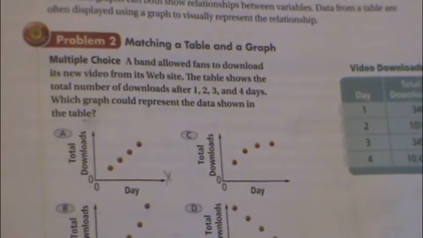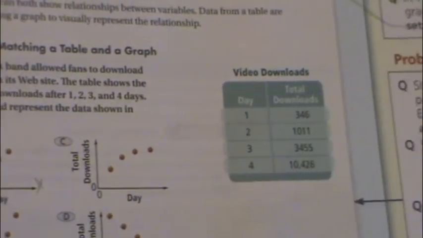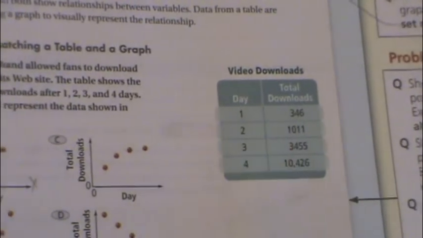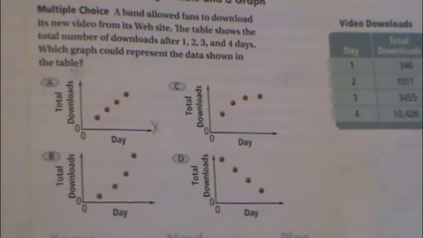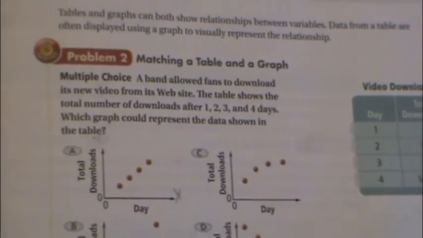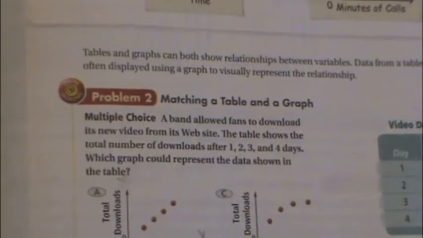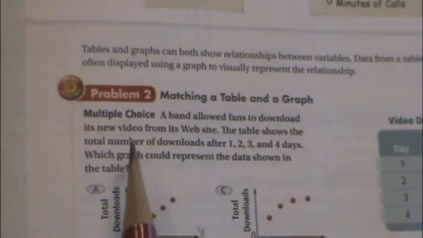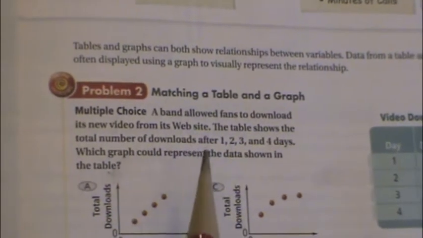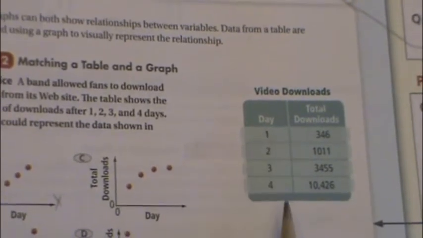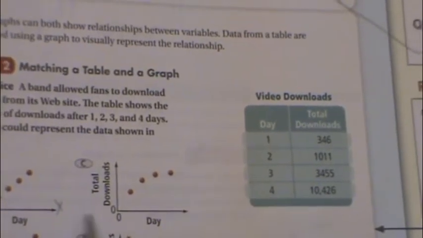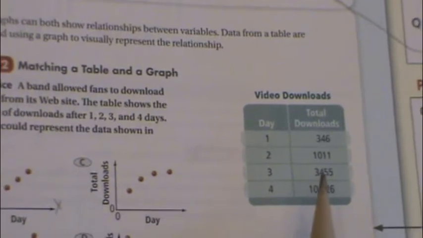Problem 2, they want you to match up the data in a table like this one with graphs like these. I'm not even going to grumble that this is a multiple choice one. So, you are allowed to download a video from the website. The table shows the total number of downloads after 1, 2, 3, and 4 days. Which graph, over here, matches this?